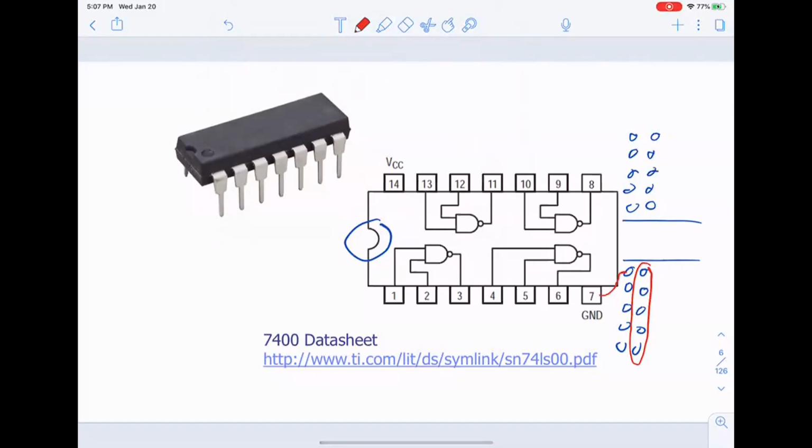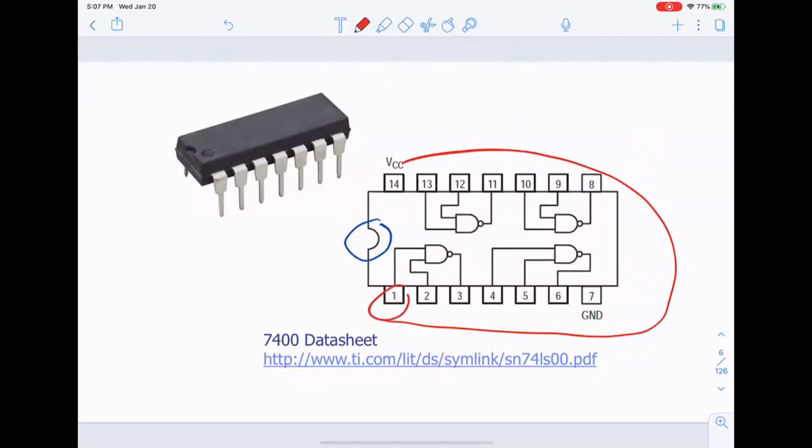All right, let me just undo a lot of that stuff. Okay, so the notch that's on the left-hand side tells you where pin 1 is, and you go counterclockwise from there. So there's pin 1, and then you go all the way around from there to this.